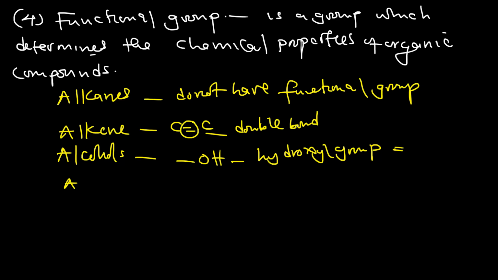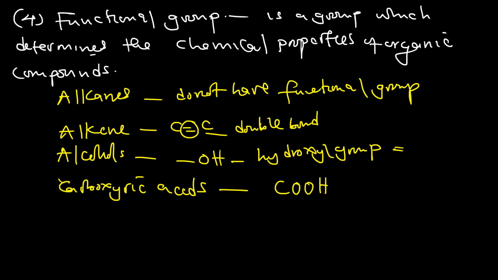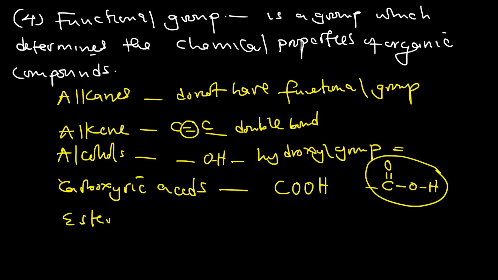Then when you talk of carboxylic acids or alkanoic acids, what they have as a functional group is COOH, which can be drawn as C double bond O, then of course OH. So this is the functional group. Then, of course, the other one, which are esters. What is the functional group of esters? The functional group of esters is just this. It is the ester functional group. All right, so that is another term that we need to know.